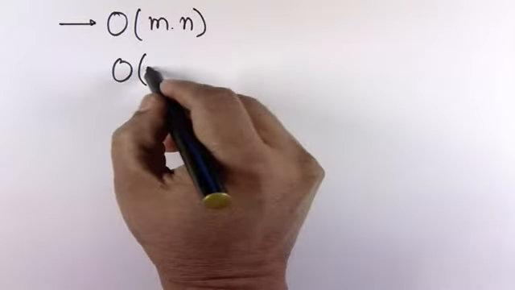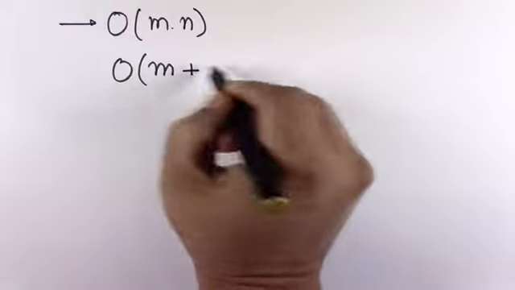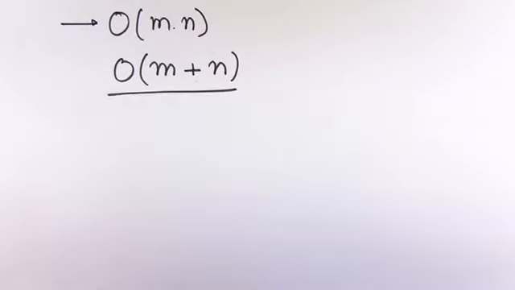Big O of m plus n. How do you get that? If m is a function of n, how do you get that? That means you are saying that if I have n elements to search, I can search them in linear time, right? So, is that correct? Is there anything else that we can do?